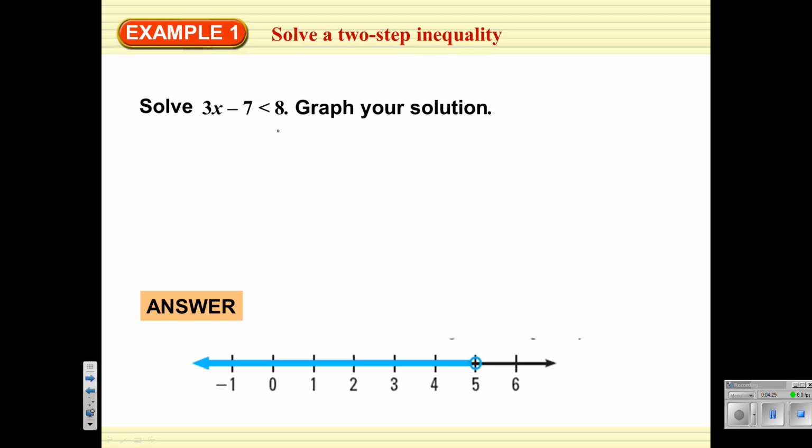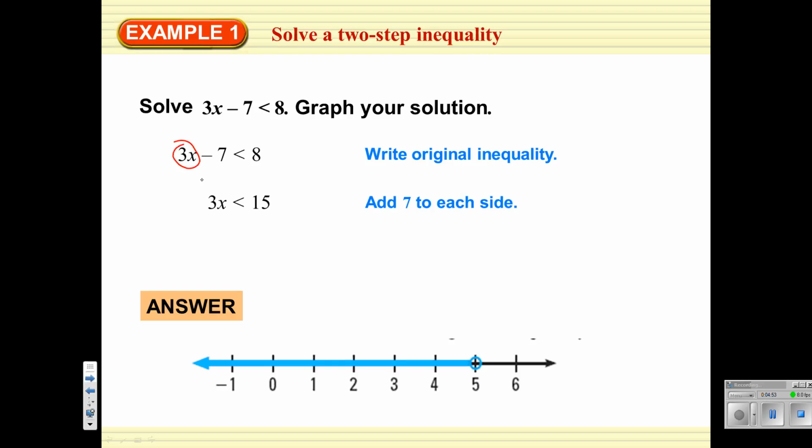All right, just like equations, except the one thing to always remember, multiplying or dividing both sides by a negative. So here we go. Sorry, I had the answer already down there. So we write the original inequality. Just like with equations, we need to get the 3x by itself first. So we add 7 to both sides. We do +7, +7, and we get 3x is less than 15.